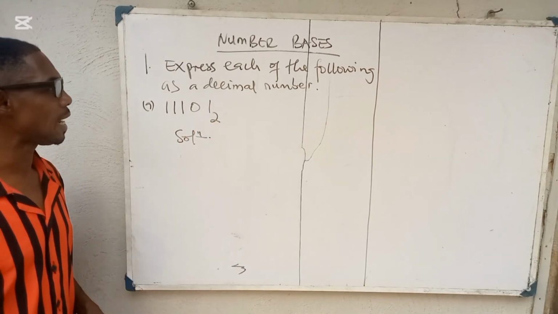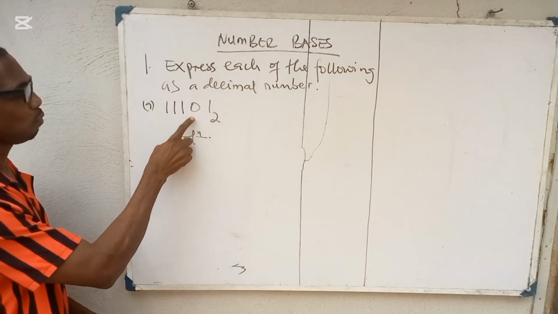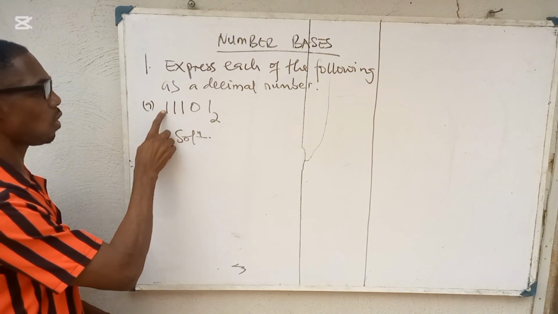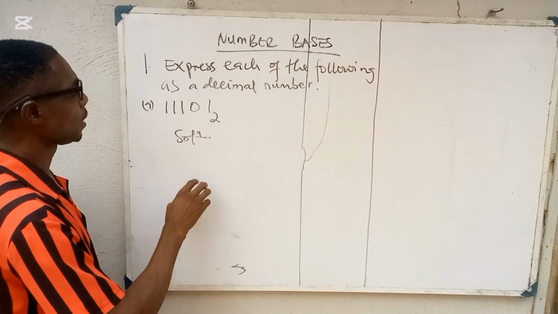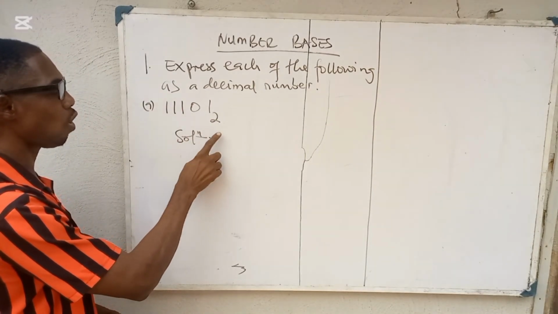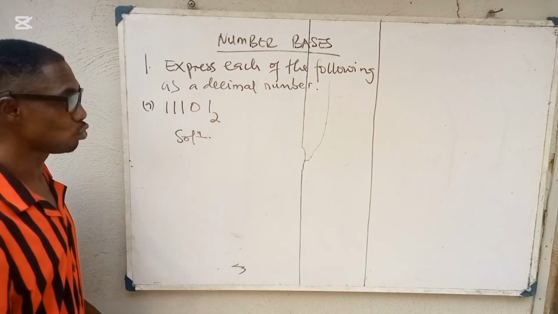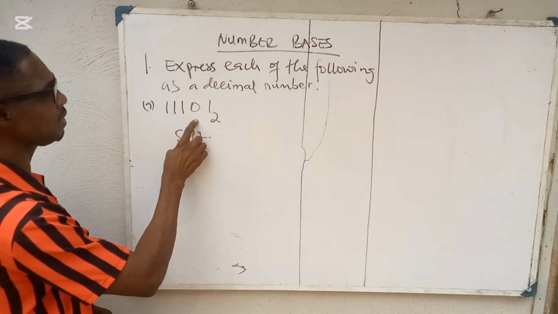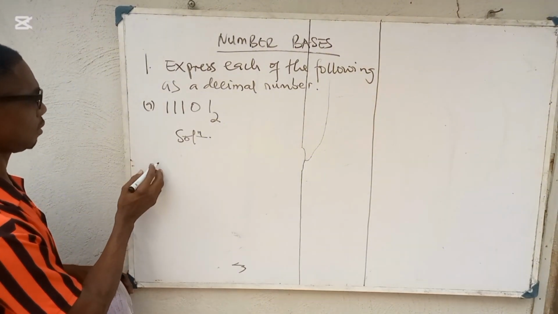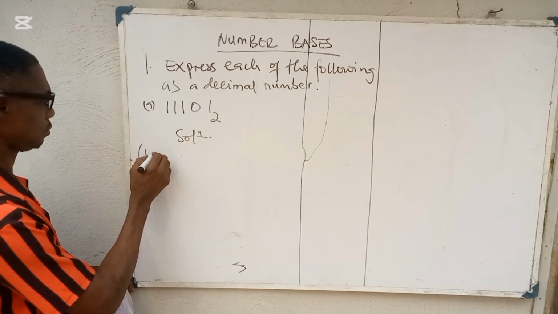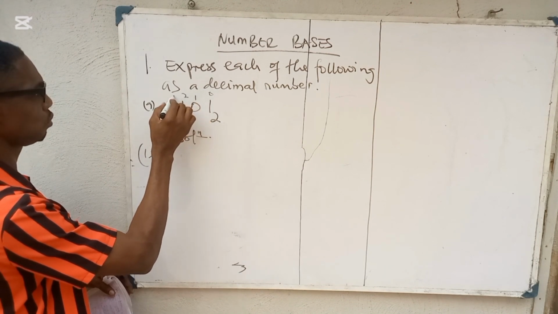Express each of the following as a decimal number. Right. When you look at a question like this, it means the digits 1 and 0 are in base 2, because the rule is each of these digits cannot be equal to or bigger than the base. So the numbers that involve 0 and 1, they are in base 2. Alright. We are converting this to a decimal number, that is to base 10. All you need to do is expand: 0, 1, 2, 3, 4.